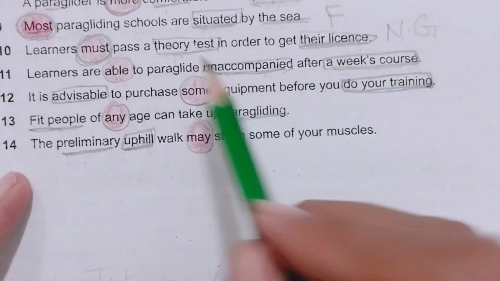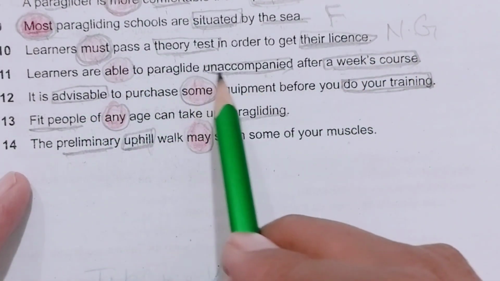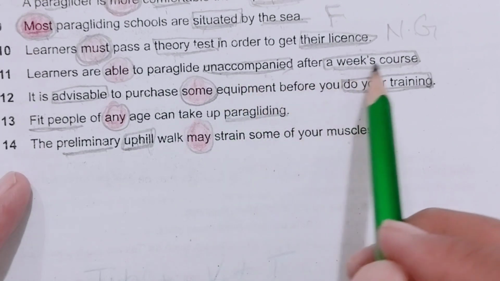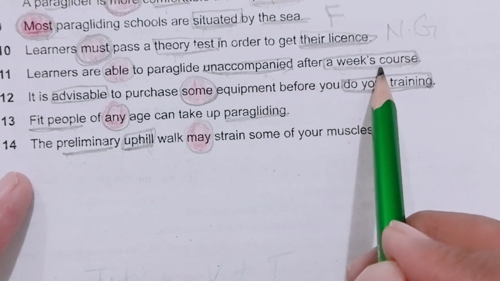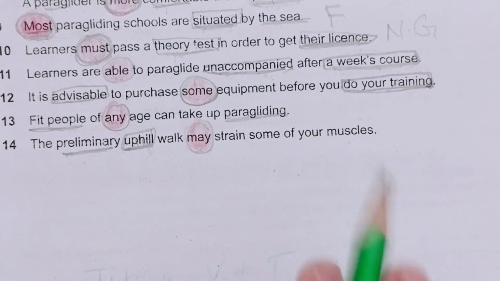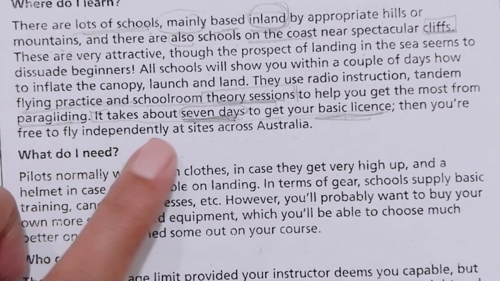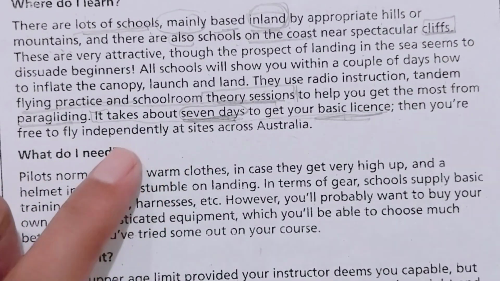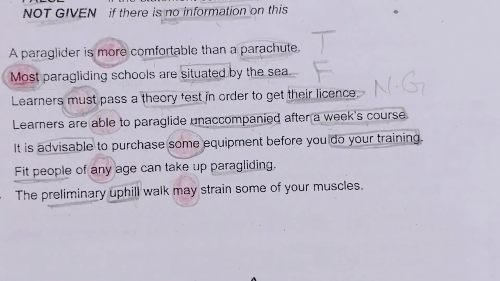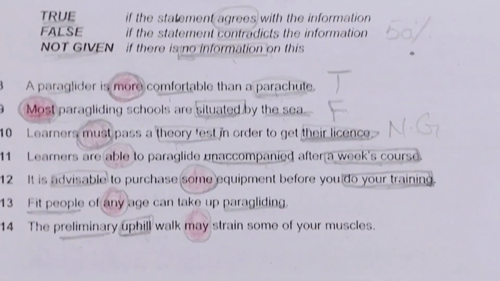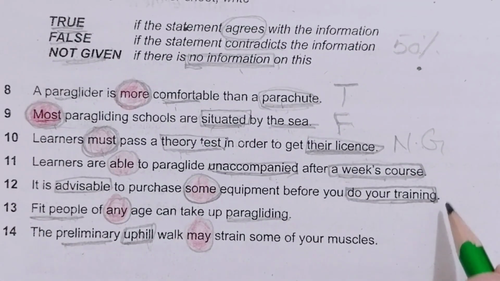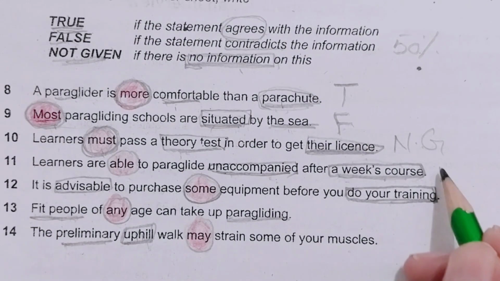Here they are saying 7 days, and here they are saying after a week. Learners are able to paraglide unaccompanied after a week course. So after a week course, you will be able to fly across Australia freely, independently. Independently, I mean without any instructor and without any teacher. So our answer is true.